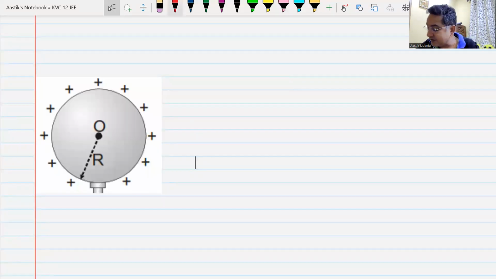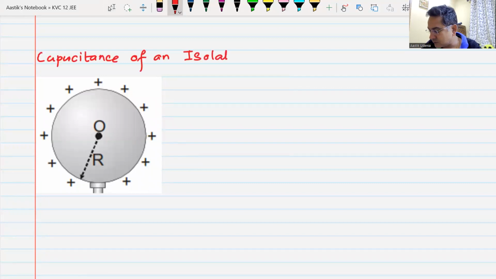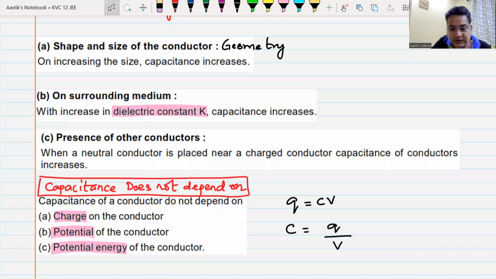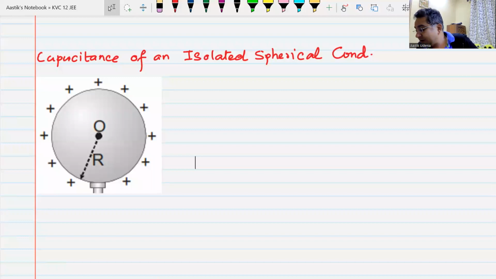Then we move on to the next heading, which is capacitance of an isolated spherical conductor. Everyone has noted this down now? I will take you back to the previous slide since I've heard that you have not noted it down. I'll give you time to note it down, and let me know once you are done. Then we move on to the next heading, capacitance of an isolated spherical conductor.